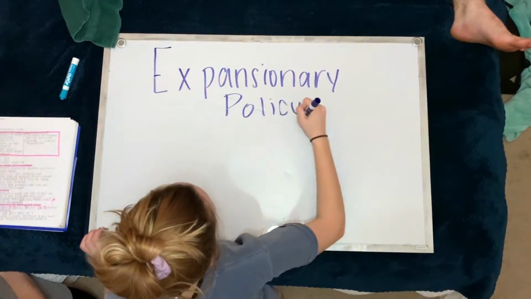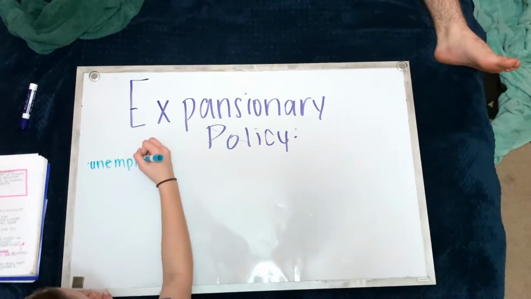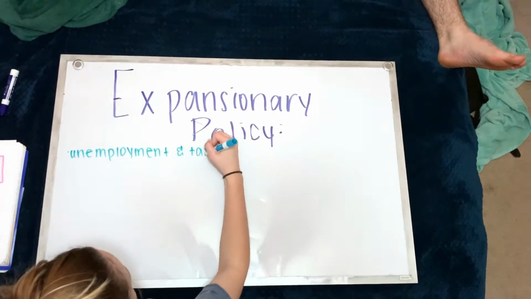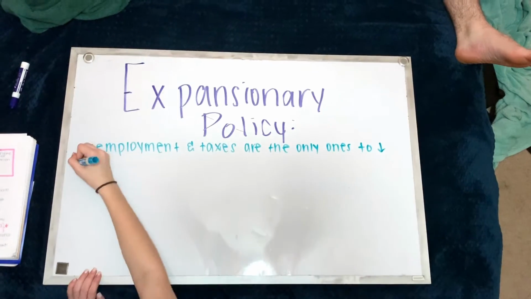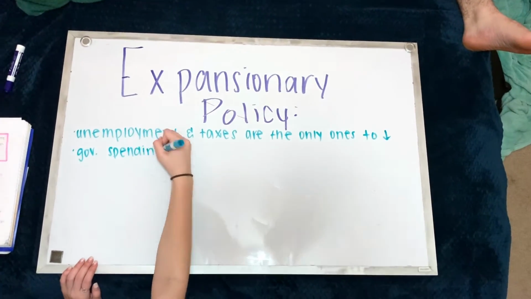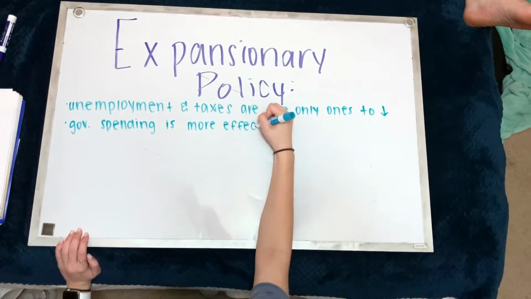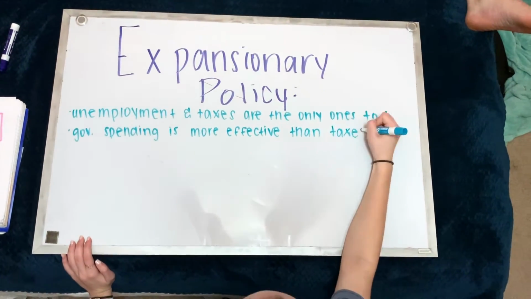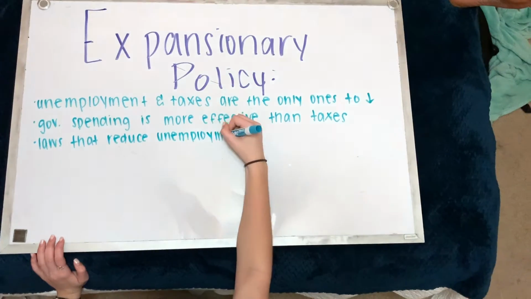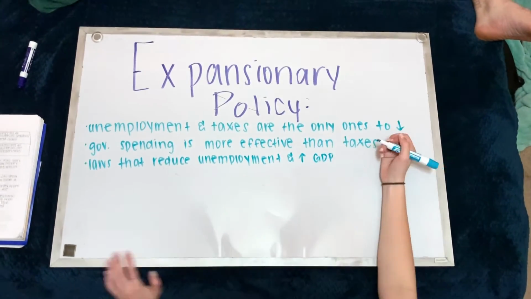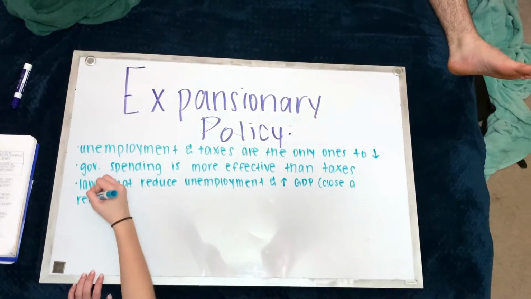In expansionary policy, unemployment and taxes are the only ones to decrease. Government spending is more effective than taxes, and the laws that reduce unemployment and increase GDP, aka close the recessionary gap, include the following: increase government spending, decrease taxes, or a combination of the two, and causing crowding out.